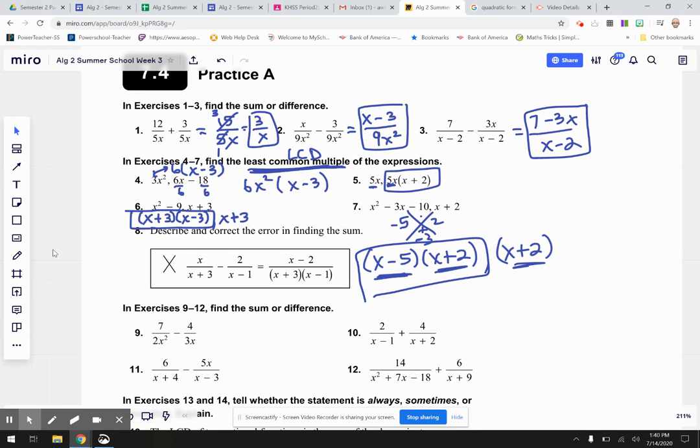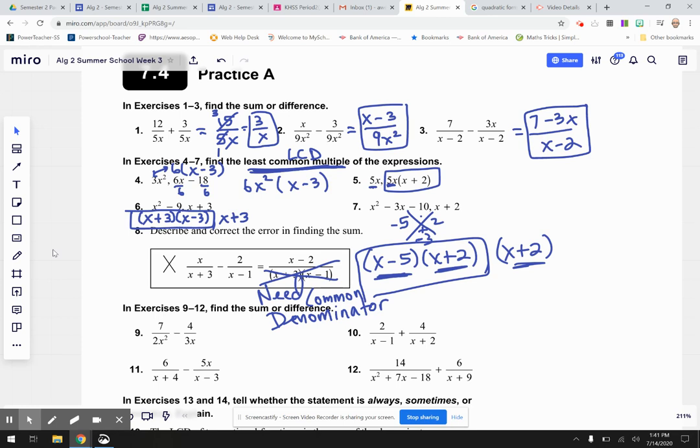Let's see, number 8. We can't do this. We need a common denominator. You must have a common denominator in order to add those fractions. All right, those are the first 8. Let's go to 9 through 12.